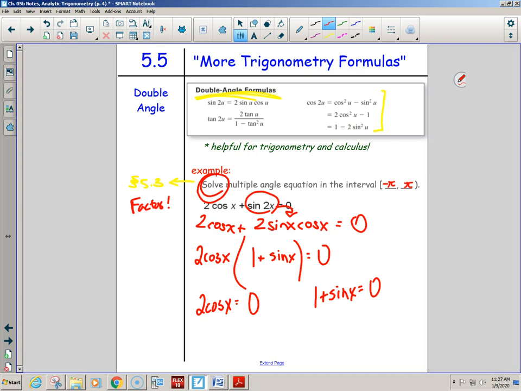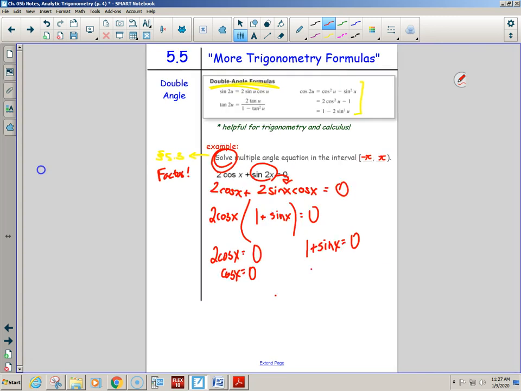And then dividing by 2, I get cosine equal to 0, which sometimes happens in the unit circle. And I get sine equaling -1, which sometimes happens in the unit circle.